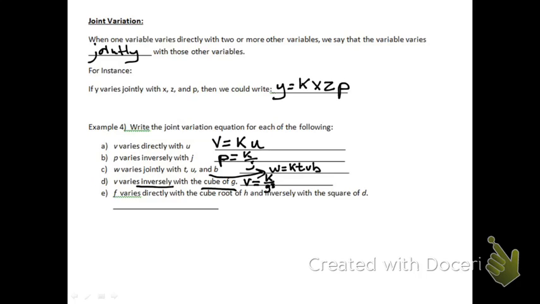For part E, it says f varies directly with the cube root of h and inversely with the square of d. I'm going to have you guys try that one on your own. That's kind of a fun challenge one to try and see how you do on your own.